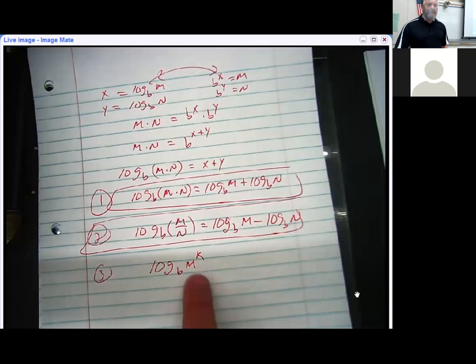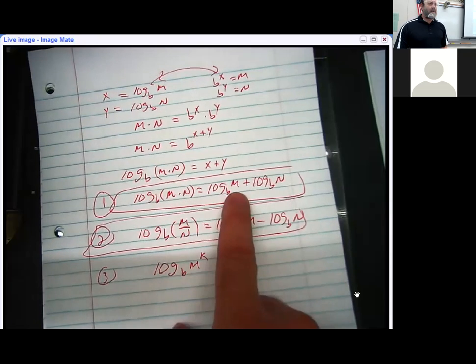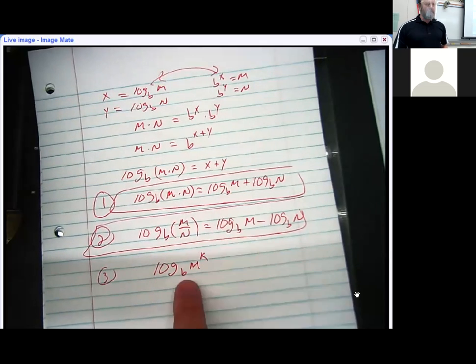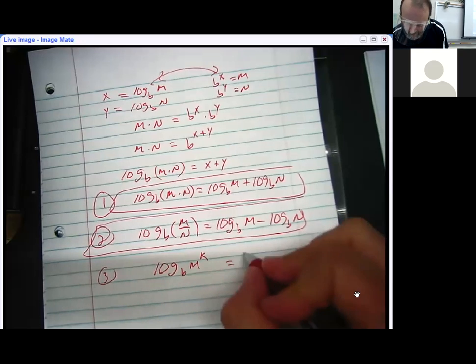Well, isn't that m times m times m times m times m times m times m? What do you do if you multiply? What does it say? It says add. So this would be the log base b of m plus the log base b of m plus the log base b of m. How many times? k times. Oh, but what is repeated addition? Oh, that's weird.